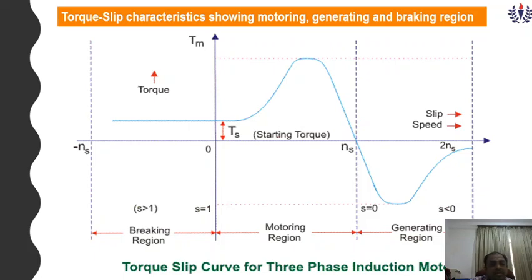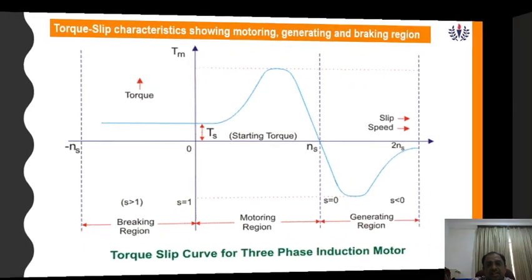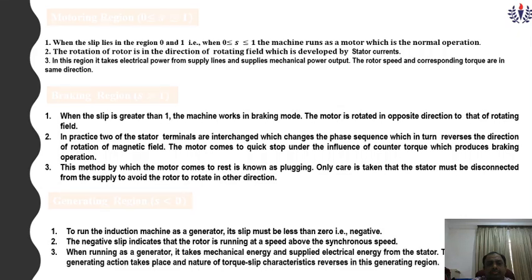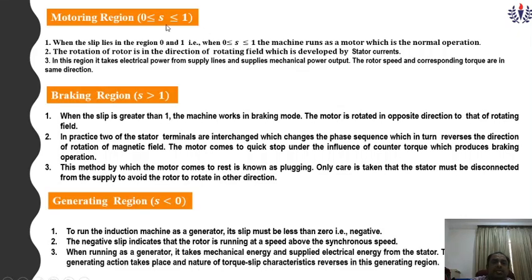Thus negative slip generating action takes place, and the nature of the torque slip characteristic reverses in the generating region. So that is what I have mentioned here. Motoring region means 0 is less than s, less than or equal to 1. Braking region means s is greater than 1. In the braking region, if you apply the brake, plugging takes place, because the motor comes to rest. In the generating region, the Nr value will be greater than Ns, so the slip value will be less than 0, that is, negative. In this, the machine acts as a generator.